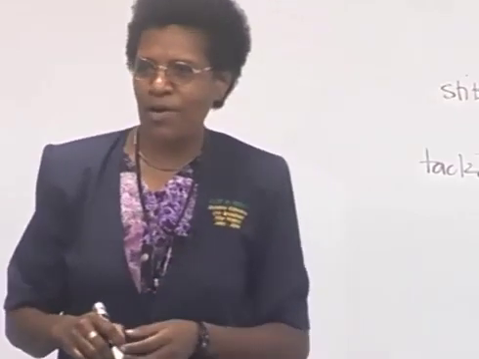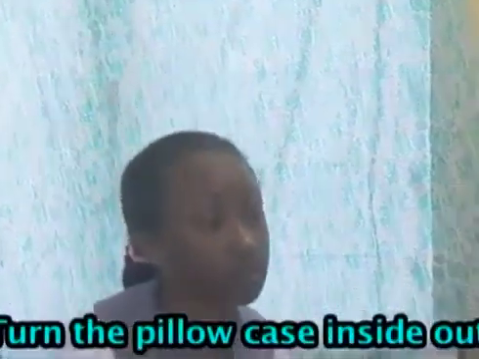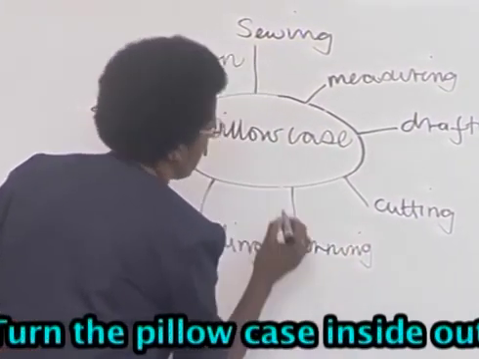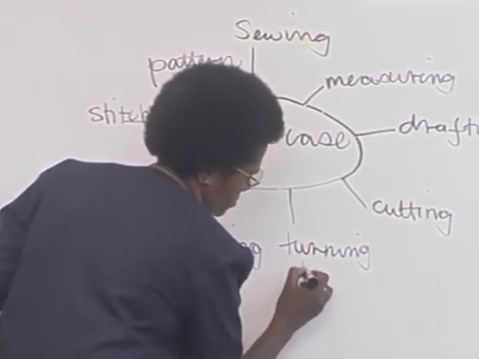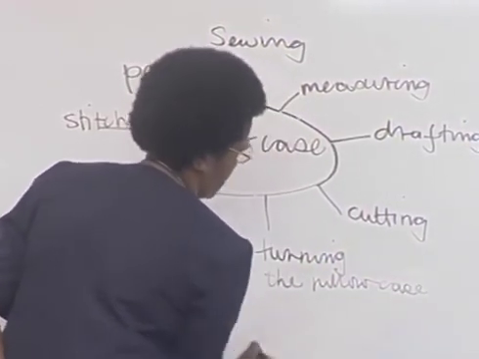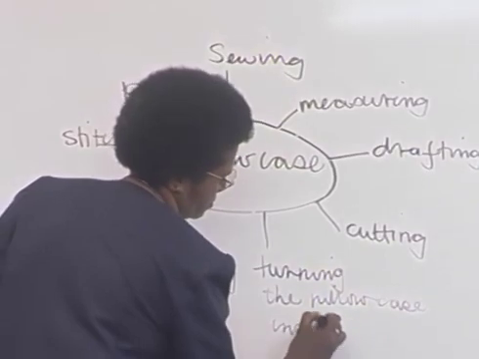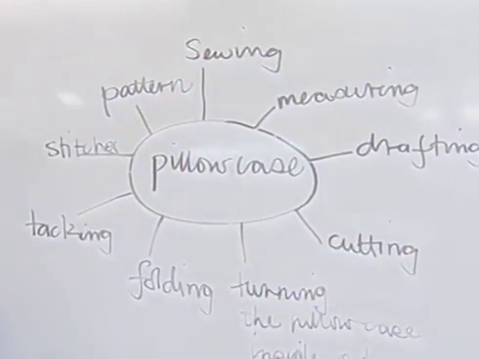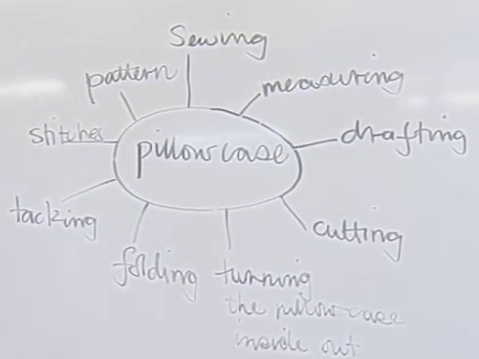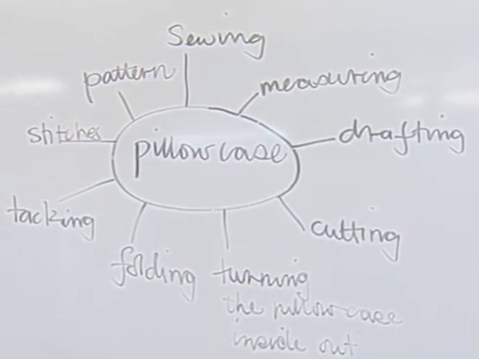Do you want to try, Paul? Okay, let's pass it to Gima. Gima, if you can come up with the last one. Turn the pillowcase inside out. Okay. The pillowcase. Did you say inside out or outside out? Inside out. Okay, good.